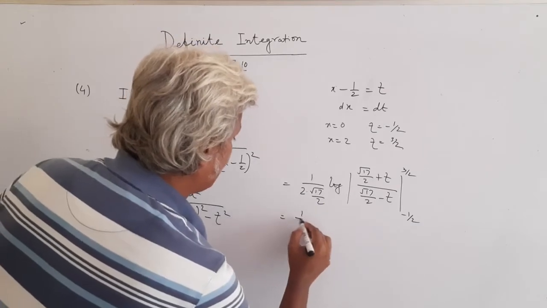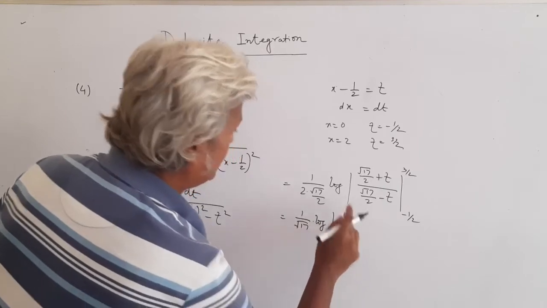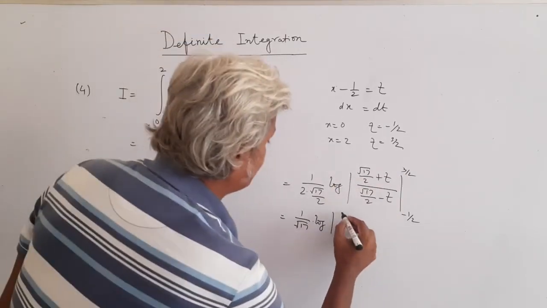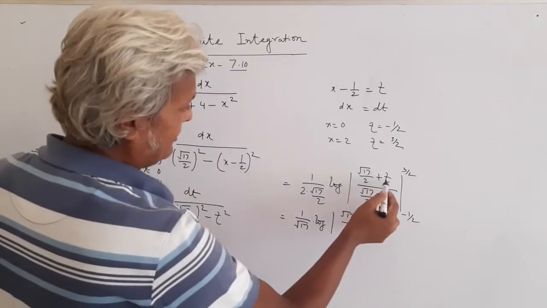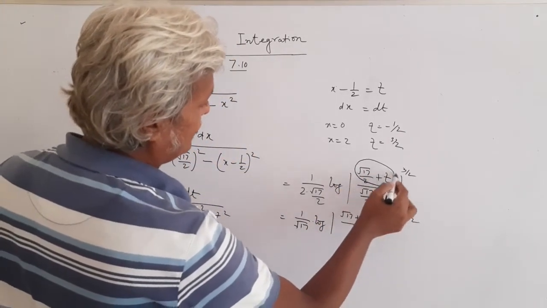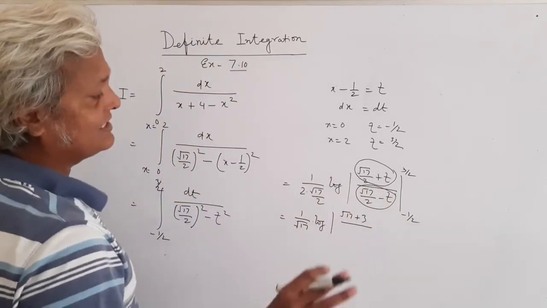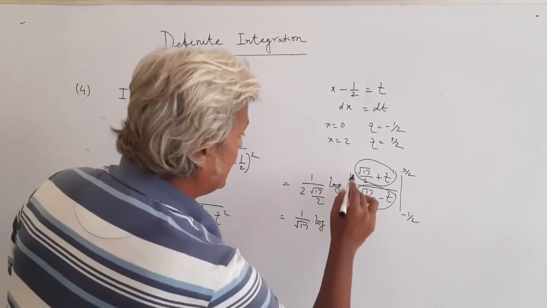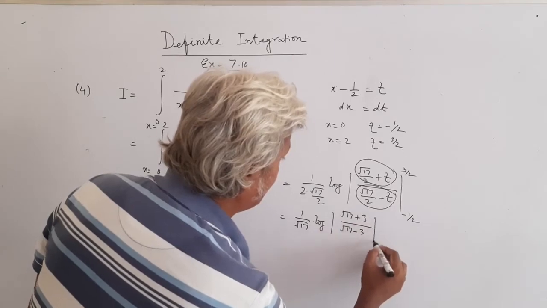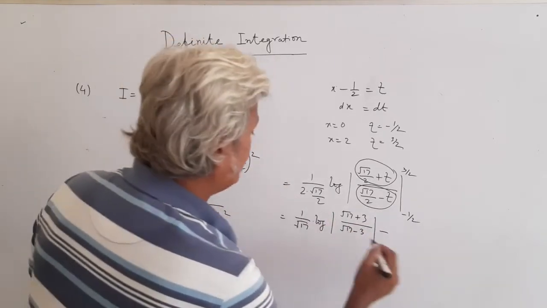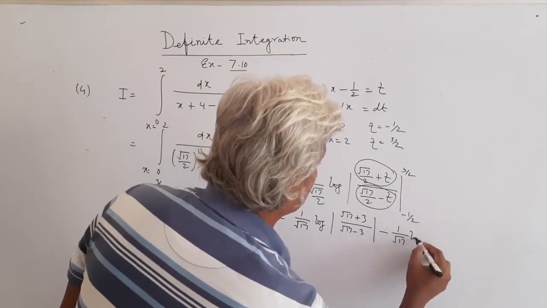Now this becomes 1 by under root 17. Now log, if I put the 3 by 2 here, it becomes under root 17 plus 3. If I put 3 by 2 here, then this will become a sum of two fractions where the denominator will be half. Same way this also will become denominator half. So I'll cancel the denominator and directly write this as under root 17 plus 3 over under root 17 minus 3. Minus, when you write, then again you get 1 over under root 17 log mod.